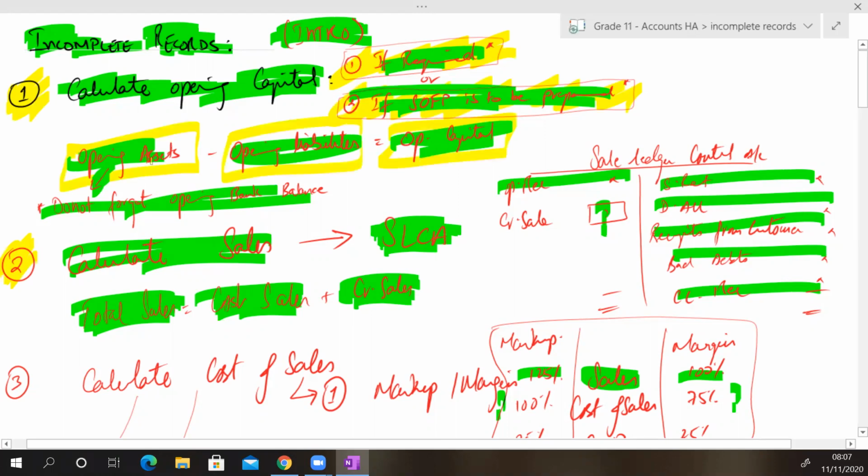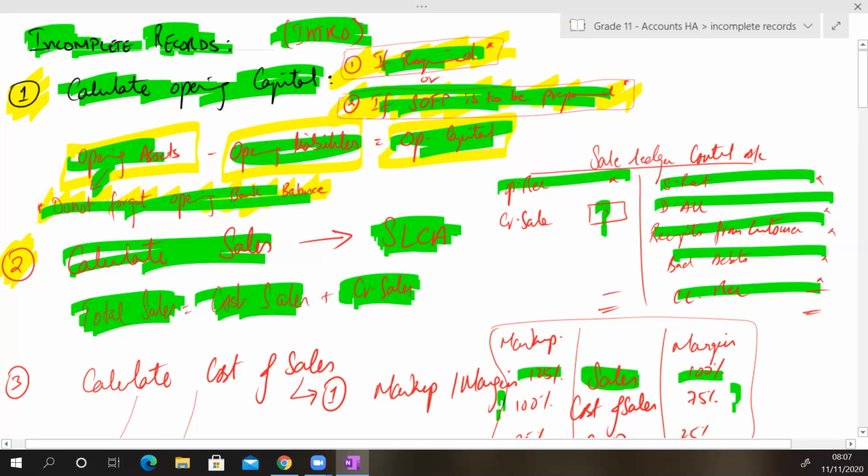And within assets, opening assets, do not forget the opening bank balance. In any of the cash account, your bank account will be present, or any receipt and payment account will be present. From that, you can extract the bank balance within the opening assets.